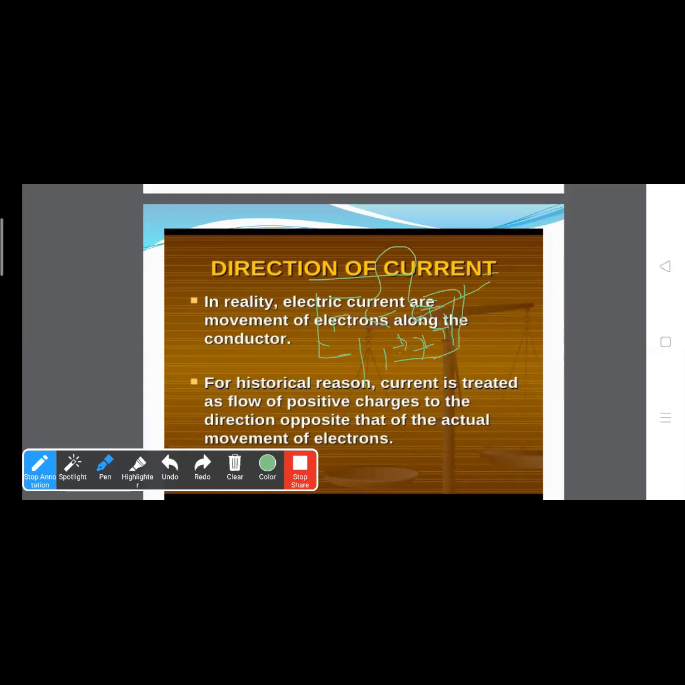The current due to electrons is called electronic current, and positive charge flowing in this direction is called conventional current. So the direction in which positive charge moves is called conventional current, and negative charge moves opposite to the positive charge, which is called electronic current. Right? Electronic current is opposite to positive charges, which is conventional current.